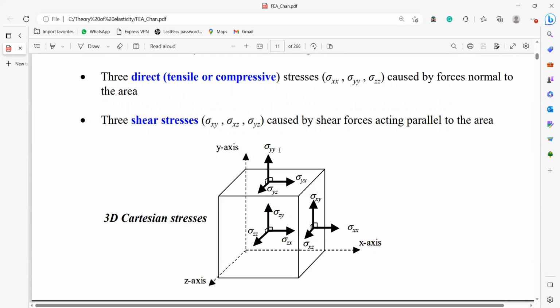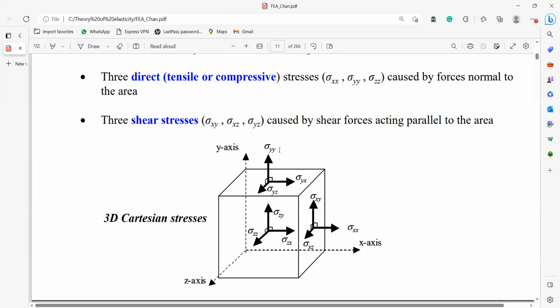And what about sigma xx? It's normal to the area. So is it called a direct stress? And is it tensile or compressive? So tensile is when you're pulling it, it may be subjected to tensile stress. And when you're compressing it, applying loads, trying to squeeze it, it comes under compressive stress.